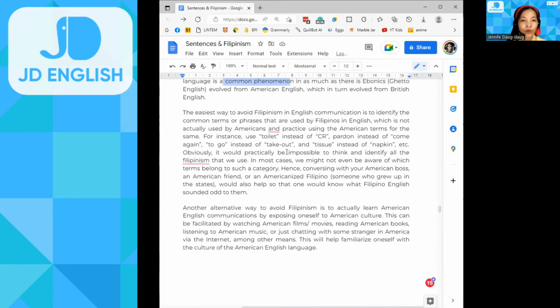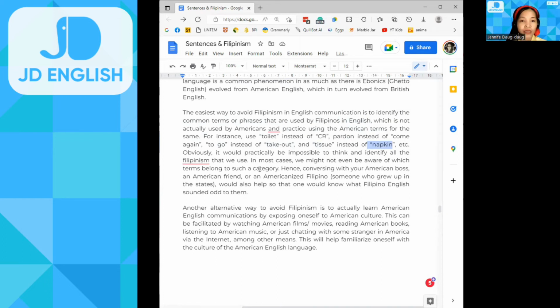The easiest way to avoid Filipinism in English communication is to identify common terms or phrases that are used by Filipinos in English, which is not actually used by Americans, and practice using American terms for the same. For instance, use toilet instead of CR, pardon instead of come again, to go instead of take out, tissue instead of napkin, and so on.